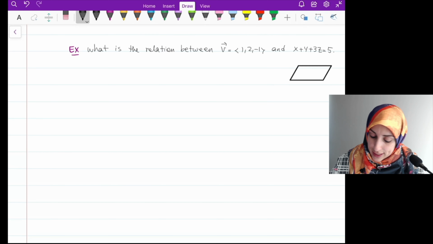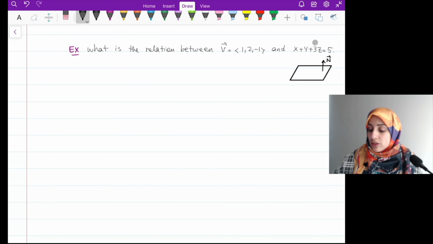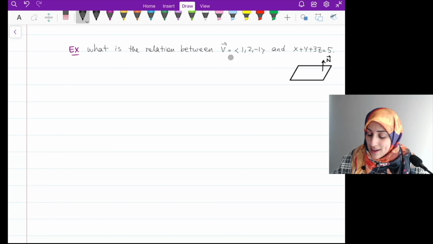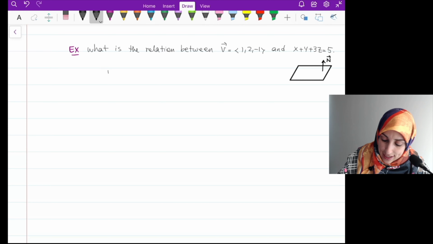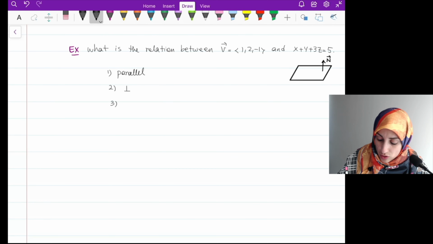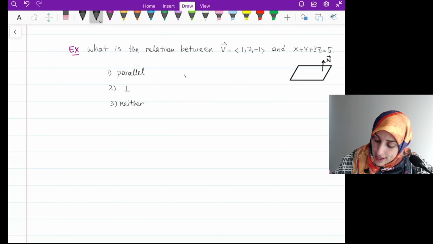I have one plane here with the normal vector n, and the components of the normal vector are the coefficients of x, y, and z, and I have a vector. All I need to do is check if the vector and the plane are parallel, or orthogonal, or neither. So the normal vector n would be (1, 2, 3), and I have a vector v that is (1, 2, -1).